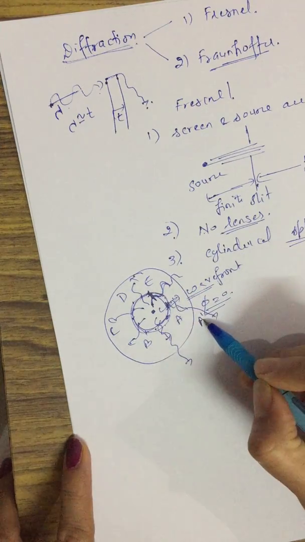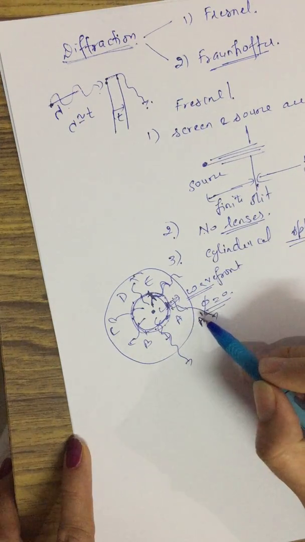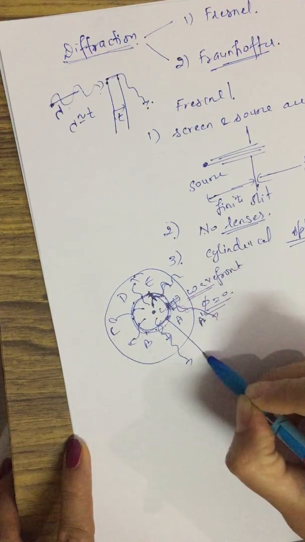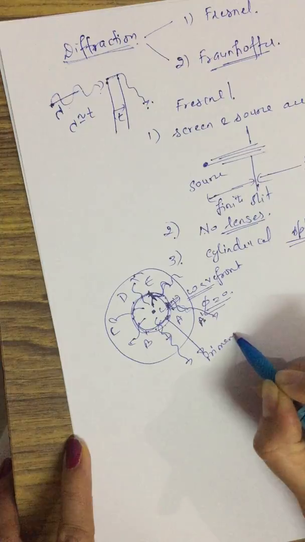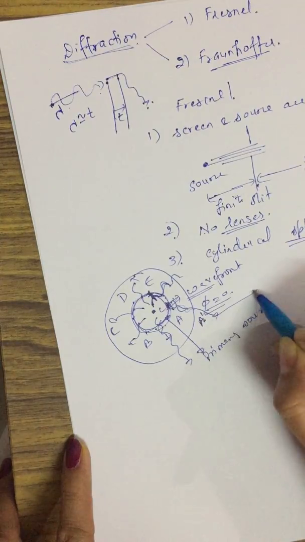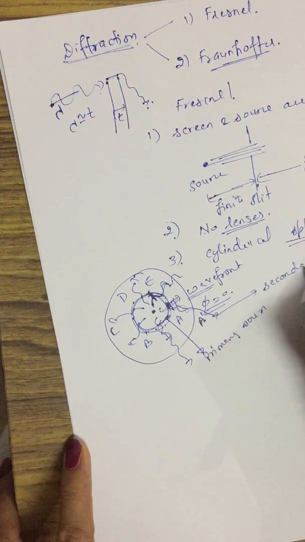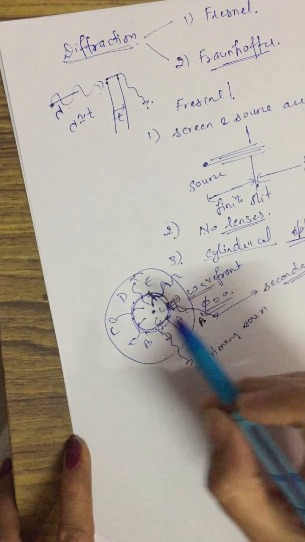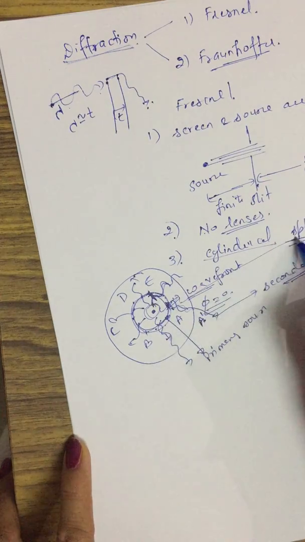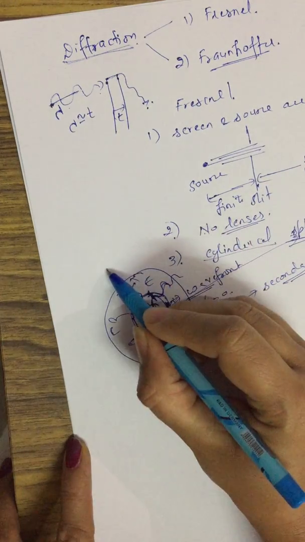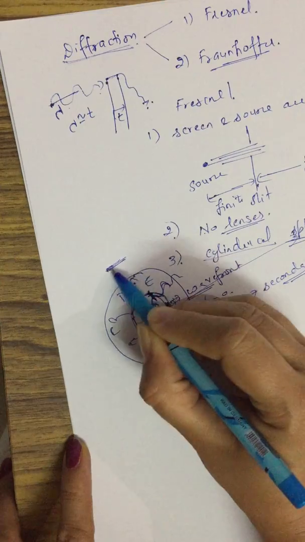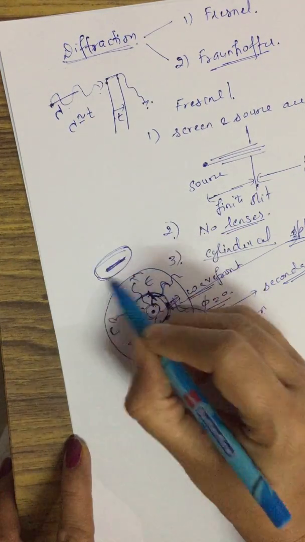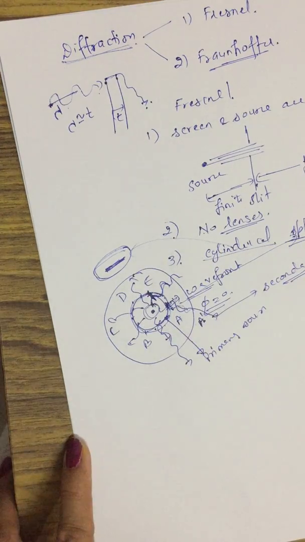When we see from A dash to A, we find that the wave is coming from A. It means the primary wavefront behaves like a source for the secondary wavefront. And how will you get cylindrical and spherical wavefronts? If you have a point source, you will get a spherical wavefront. And if you have a small cylindrical source, then you will have a cylindrical wavefront.